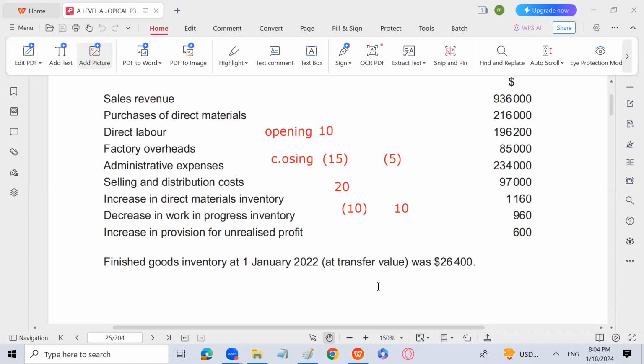Number one. Second, we have been given increase in provision for unrealized profit. Always remember that this increase will never be given directly in the paper. Increase in provision means this is the income statement figure, which was the difference of brought down and carried down. Let me give you an example at the same place, so that you understand the point well.